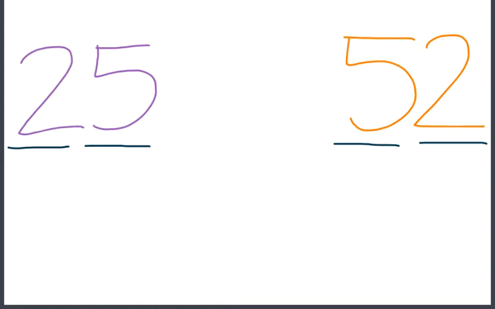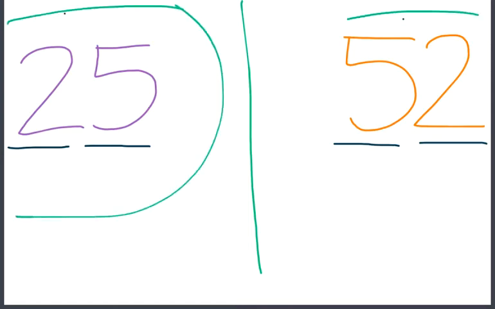You can see right here, I have the 2 different numbers showing, 25 and 52. Each of these numbers has 2 digits. These are 2-digit numbers. The number 2 is a digit and the number 5 is a digit. So let's talk about the values of the digits in front of us.